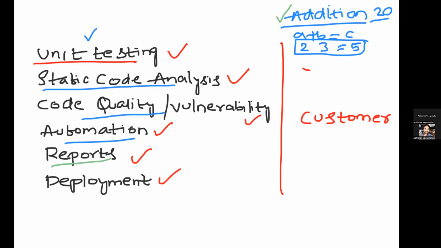Like tomorrow if somebody asks you what is your unit test coverage, how many unit tests passed, how many end-to-end tests passed in this specific thing, or what is the code quality, is it fine or not? So you need to have reports. Every organization has this, they store reports somewhere.